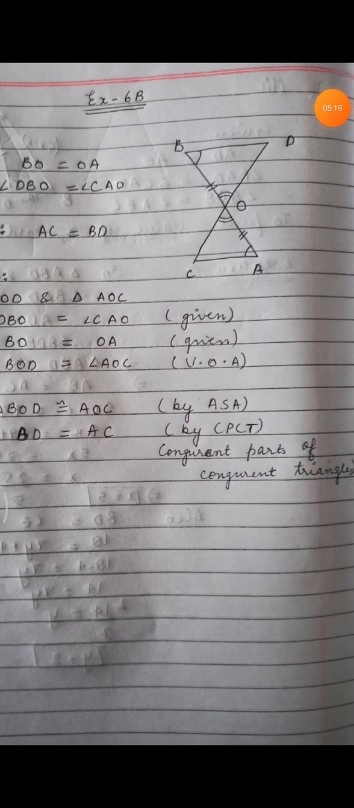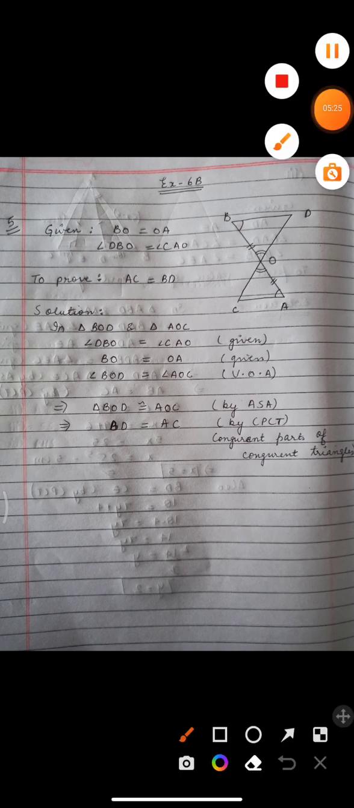And this is the way you are going to solve your questions. Other questions also you are going to solve like this only. First you will write the given part, then you will write what you have to do, then you will start the solution. Then first you will write which two triangles you are taking, then their three elements, then prove them congruent, write their criteria, and after that if you have to prove something equal, then you can write it. This is the solution of question number 5.